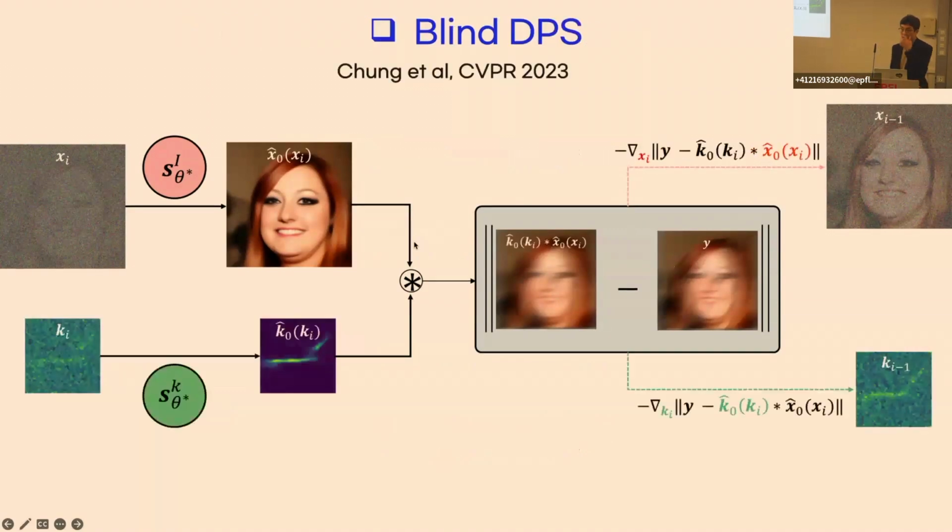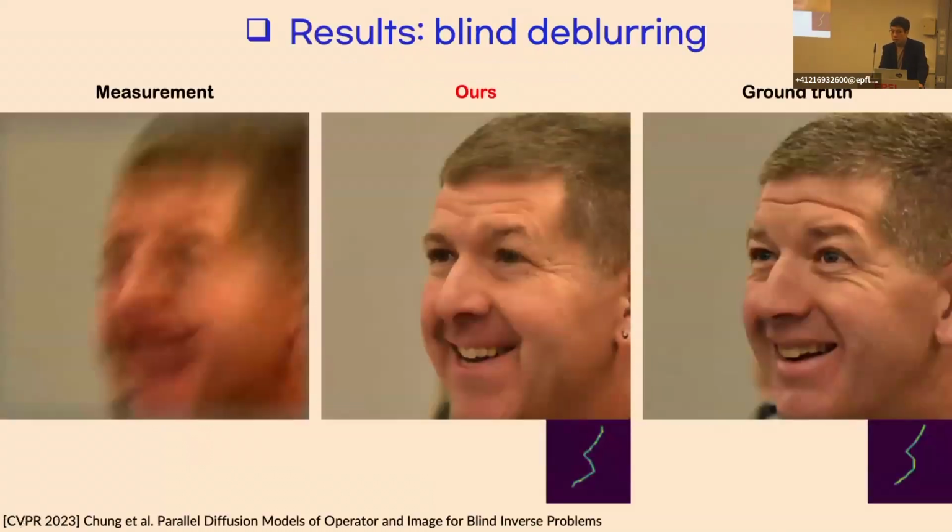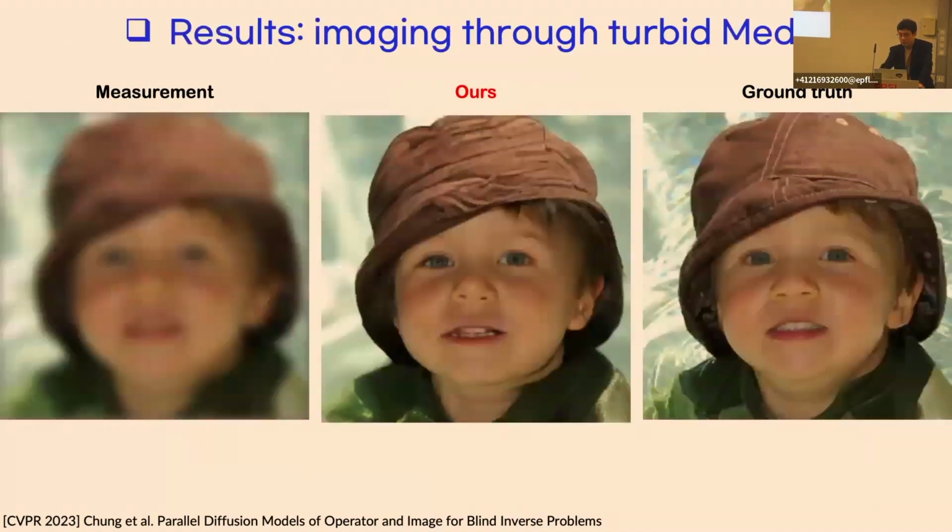But now if you have a blind problem where the kernel is not known, in that case you do the kernel diffusion as well. Then you can combine the backpropagation to the kernel to evolve the kernel estimation as well as the image estimation together. In fact, this is some of the result applied to the blind deblurring problem. Here, the left one is the measurement, this is the reconstruction from the blind DPS algorithm, and this is the ground truth. You can clearly see the significant improvement. Of course, the details are a little bit different, but if you blur it out, the measurement should be the same. Okay.